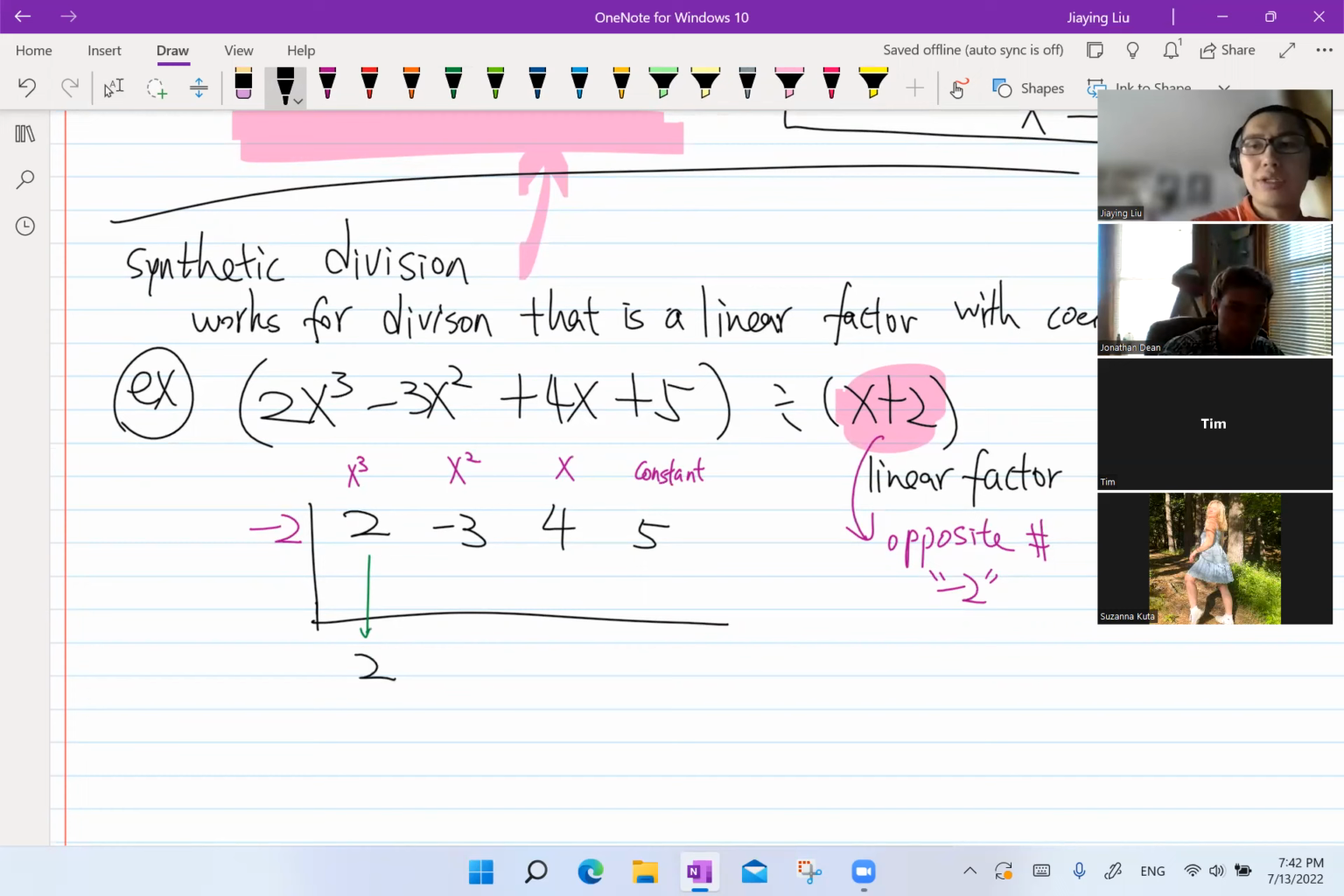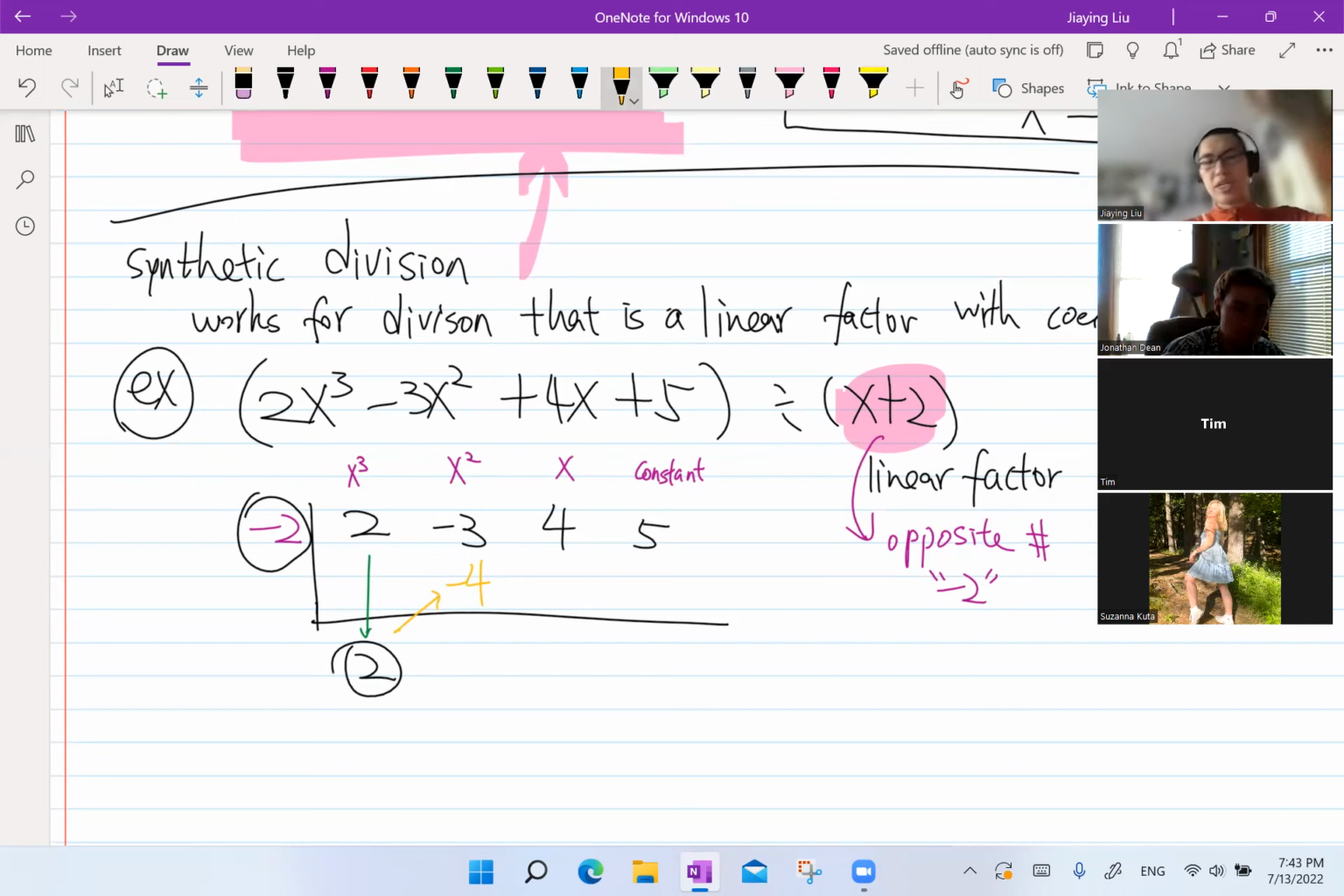And then what we're going to do is take the 2 that I got and this -2, multiply them together, and it goes to the second number. So 2 times -2 is -4. So I'm going to put it there.